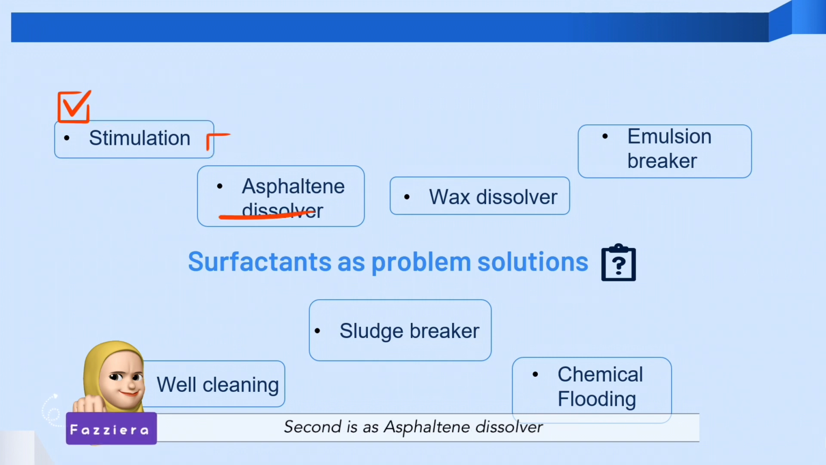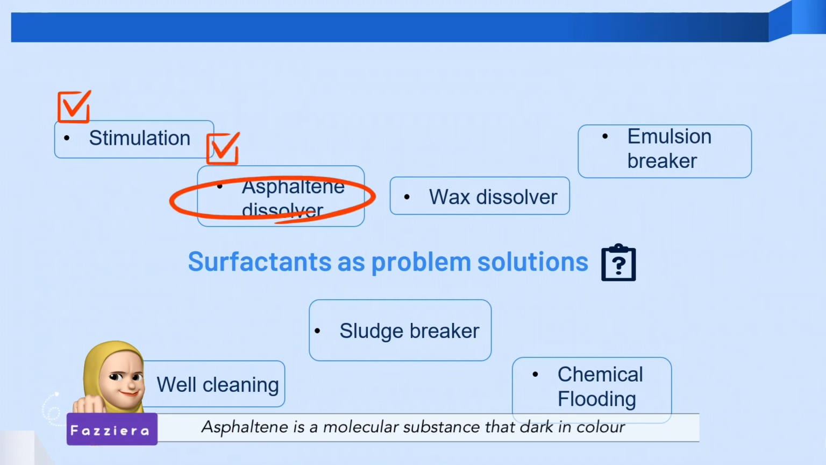Second is as asphaltene dissolver. Asphaltene is a molecular substance that is dark in color and present in most petroleum materials. Asphaltene adsorption causes issues like pipeline fouling during crude oil processing. We can use solvent to dissolve asphaltene but it is only able to remove 50% of the asphaltene deposit compared to the addition of surfactant.